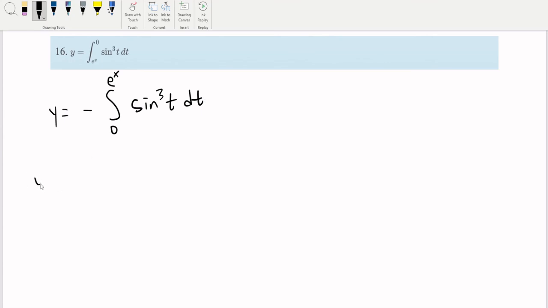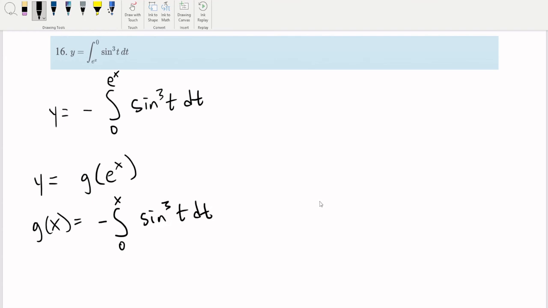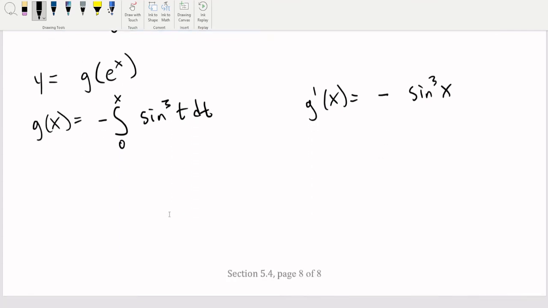Now that gets me into the piece above. Remember, y is equal to g of e to the x, where g of x, and you can call this whatever you want, I just picked g for Gary, I guess. G of x is the integral, so I should put a negative in here, 0 to x of sine cubed t dt, which the fundamental theorem tells us, because it's in the right form, is going to be negative sine cubed x. Because the fundamental theorem tells me to just plug the x in, you're all done.